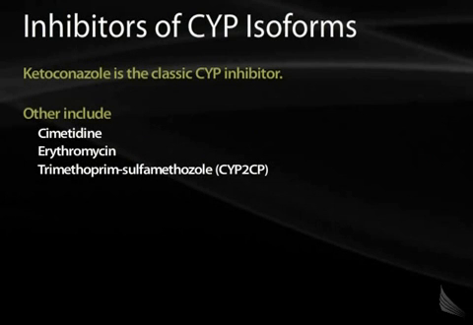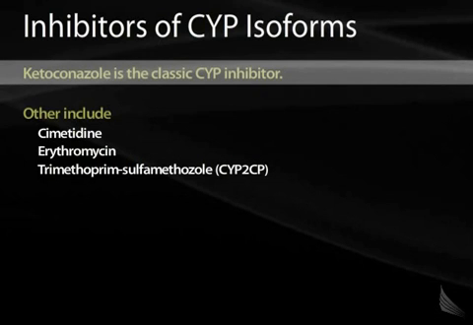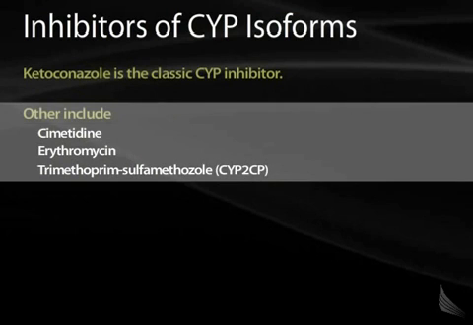There are also medications that are cytochrome P450 inhibitors. All of the medications that are related to ketoconazole, which are antifungal medications, are classic cytochrome P450 inhibitors. These medications work in fungi by inhibiting the fungal cytochrome P450 so that the fungus is unable to make ergosterol. Unfortunately, they also crosstalk into the human cytochrome P450 system. Other medications that can inhibit cytochrome P450 include cimetidine, the H2 blocker, erythromycin, and Bactrim, or trimethoprim-sulfamethoxazole.